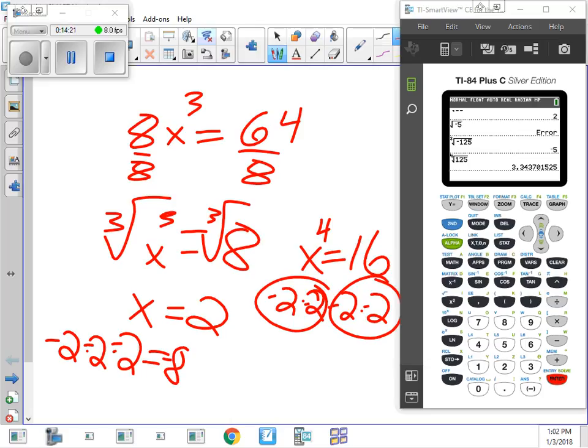So what you need to remember is, if there is a negative inside an even root, it creates i's. Negatives inside odd roots don't. And then if you take an even root of a variable, you always need plus or minus if that root is even. If it's odd, you don't.